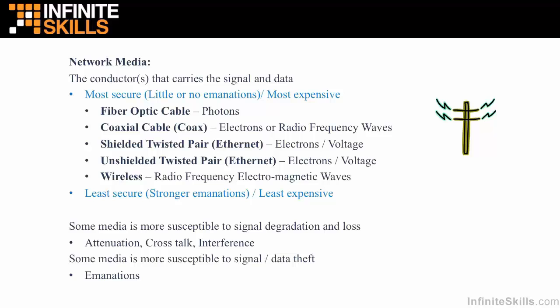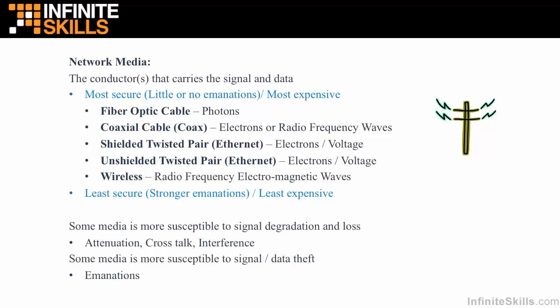Now, there's another aspect of the emanations, and that is if I can emanate a signal outbound, that says other signals in the area that are emanating might actually induce signal, which is corruption and interference on my signal within the coaxial cable.